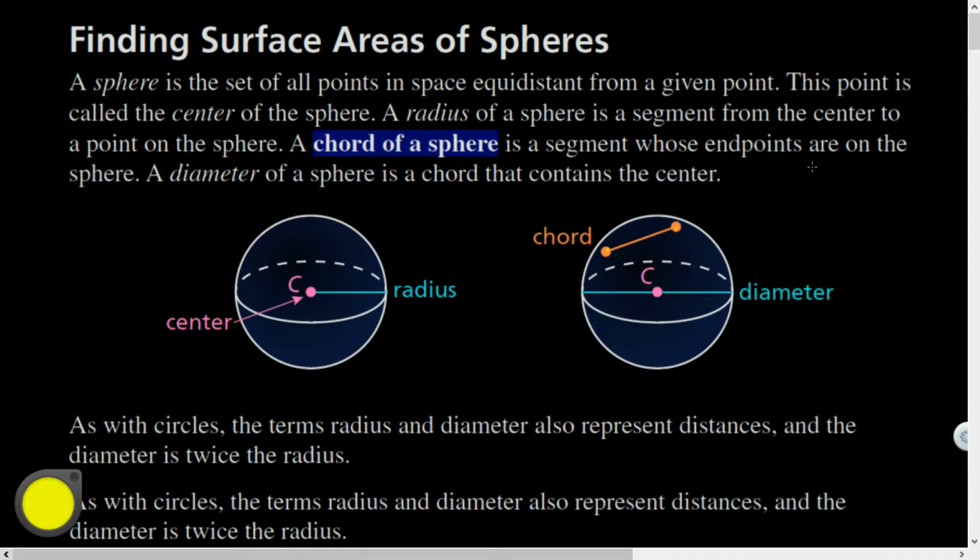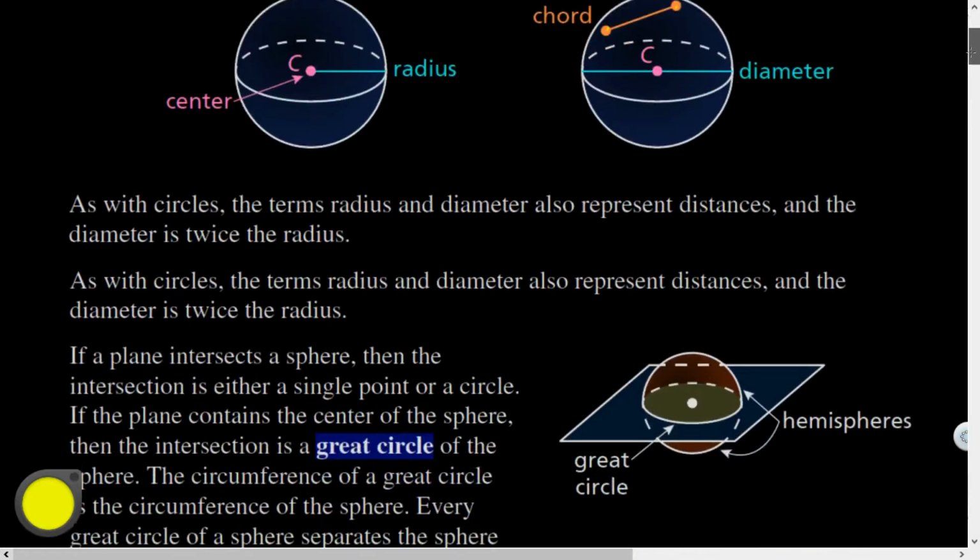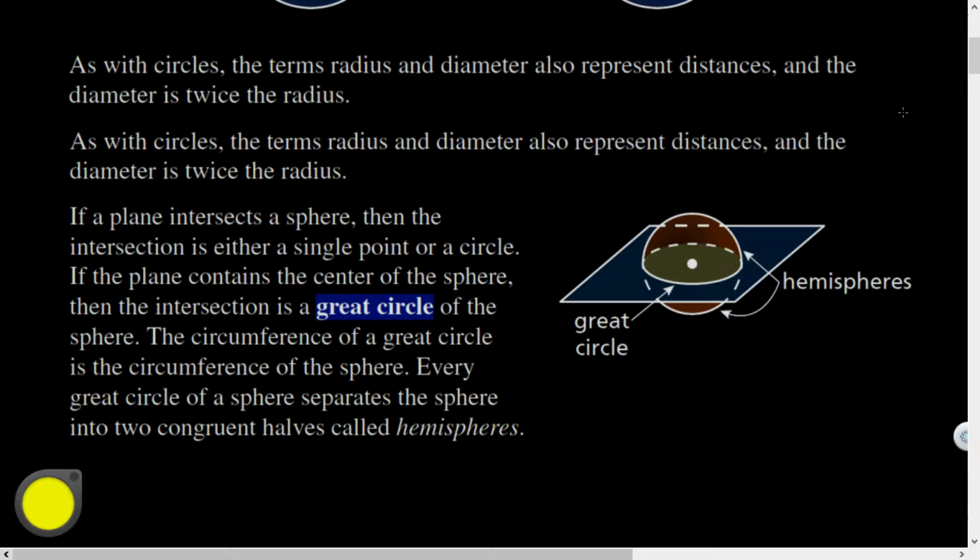The diameter of a sphere is a chord that contains the center. That makes sense, right? Lots of language that just makes sense to us. As with circles, the terms radius and diameter also represent distances. The diameter is twice the radius.